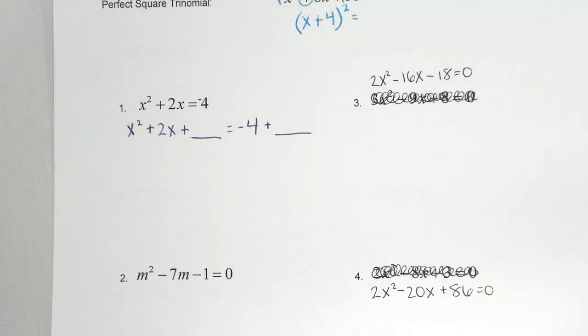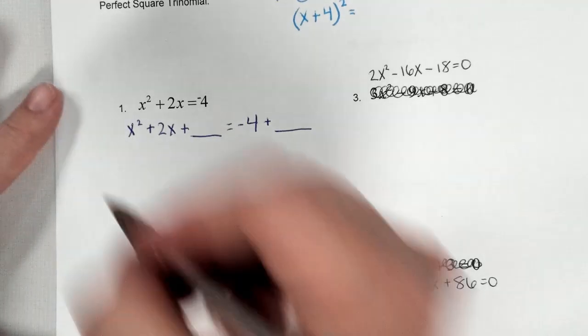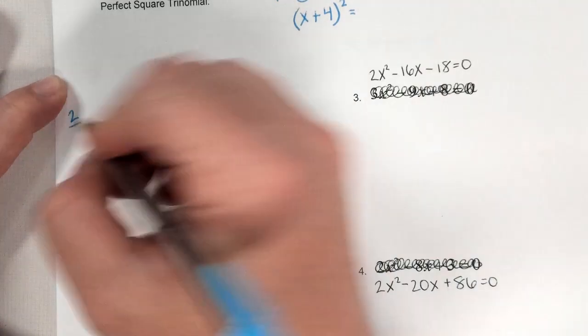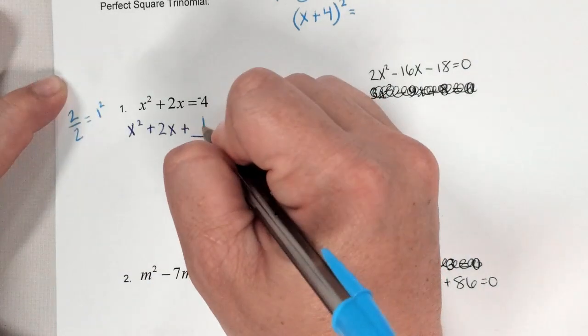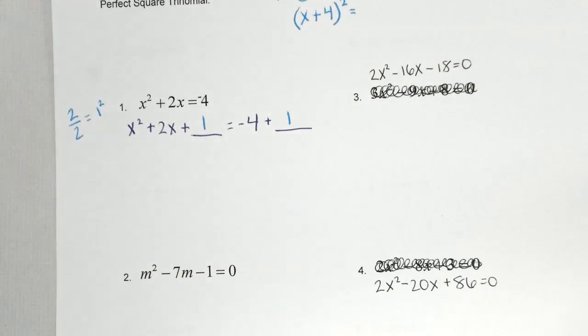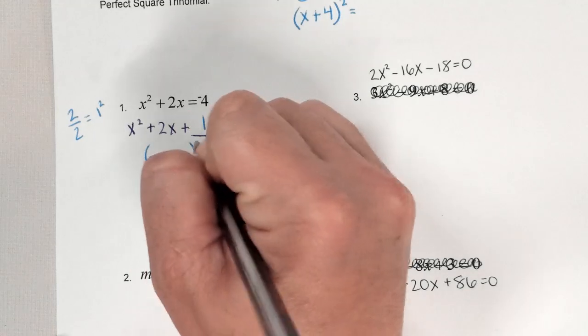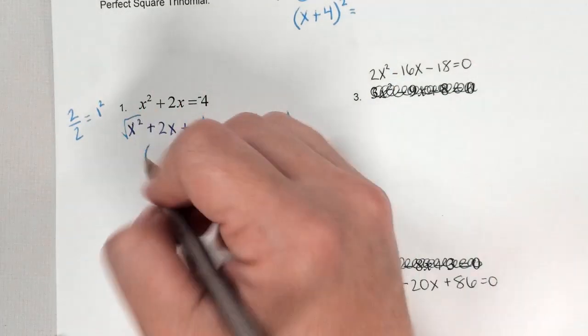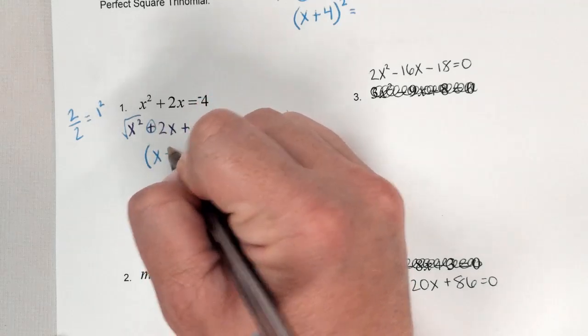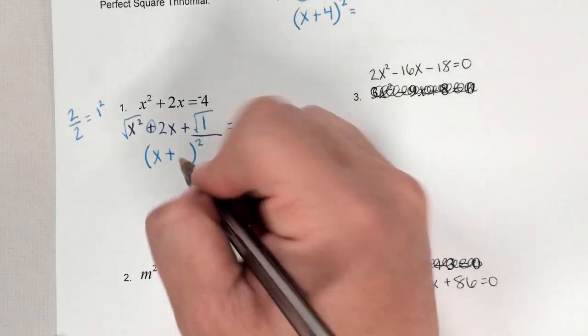And if I want this to be a perfect square, I'm going to pay attention to my b term. What's half of 2? 1. And what's 1 squared? 1. So we're going to add 1 to both sides to make this a perfect square trinomial. So I'm going to rewrite this as a perfect square. What's the square root of x squared? X. This is plus, so this is plus. And what's the square root of 1? 1.